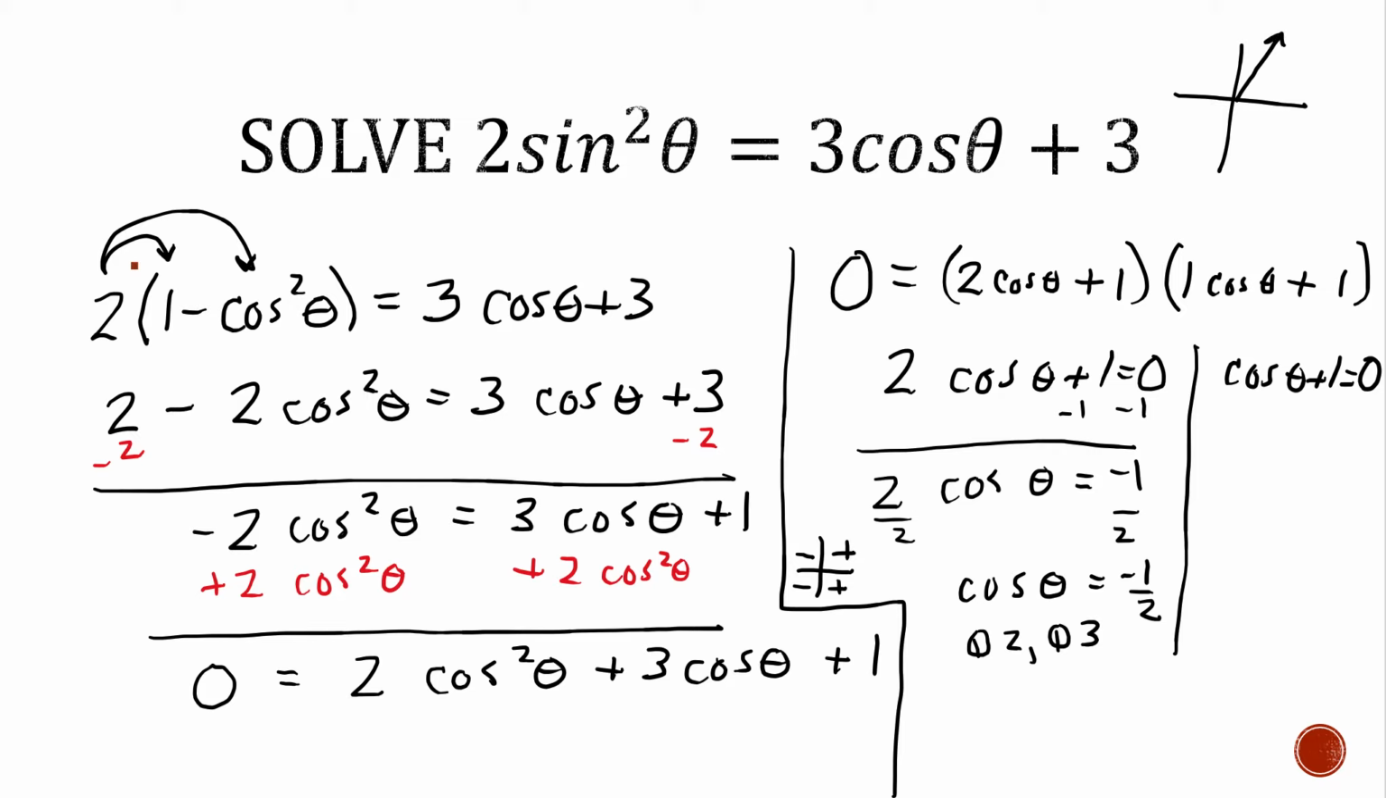We need to send it to the second quadrant. So that angle is 2 pi over 3. And we also need to send it down. And that is 4 pi over 3. So those are 2 of the solutions.